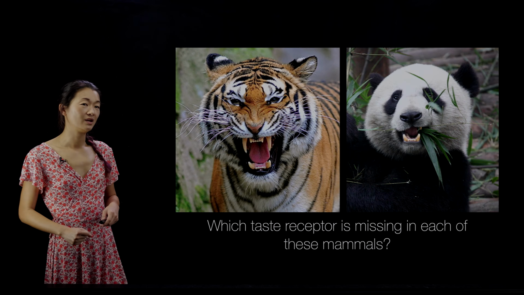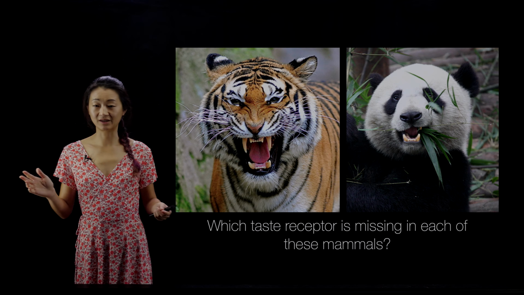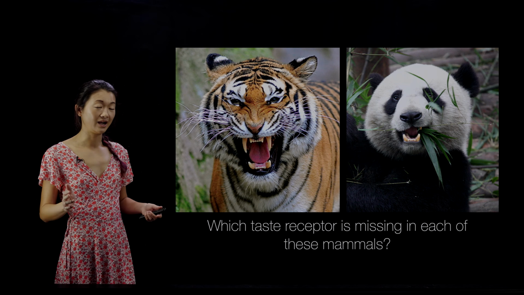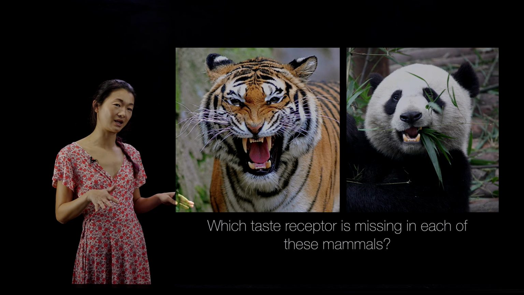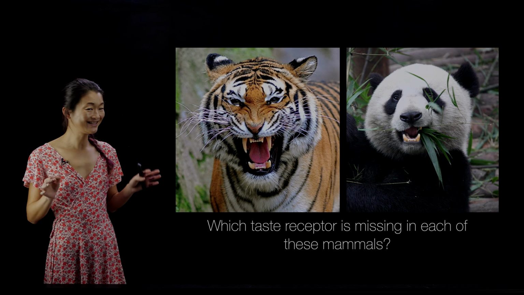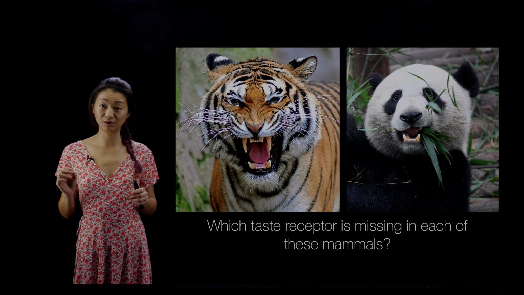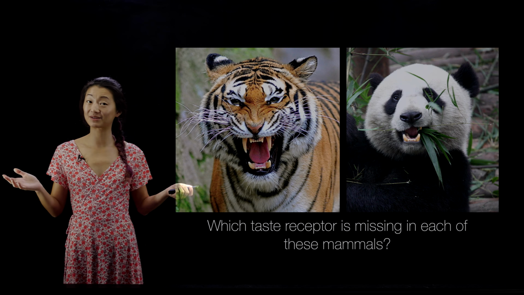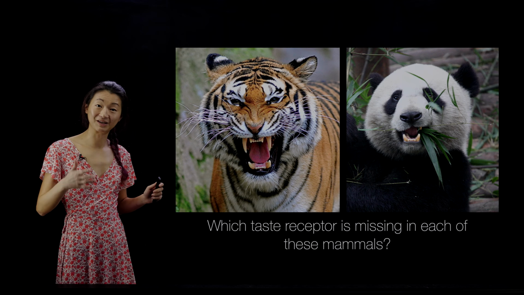Okay, so now that we have talked about these 2 closely related gustatory senses and the genes that underlie them, I want you to do a thought experiment. So here are 2 animals. Here's a tiger and a panda. They're both of the order Carnivora. And so the question is, if you had to guess which taste receptor is missing in which of these animals, given what you know about their food habits. Okay, so you can think about it for a second if you want to. I'm going to keep talking.